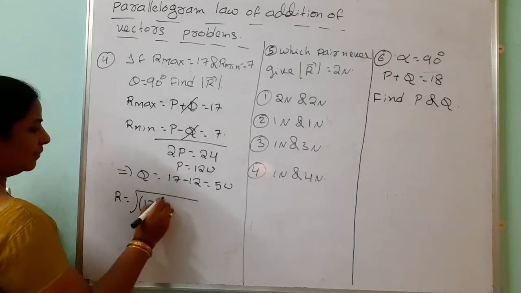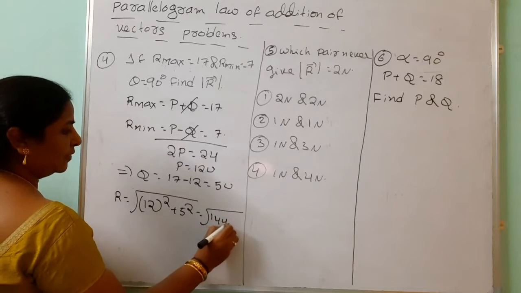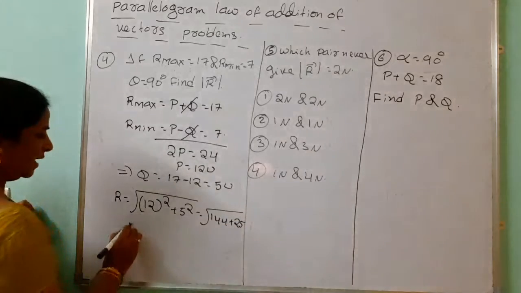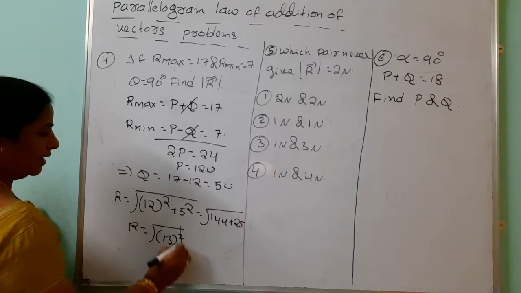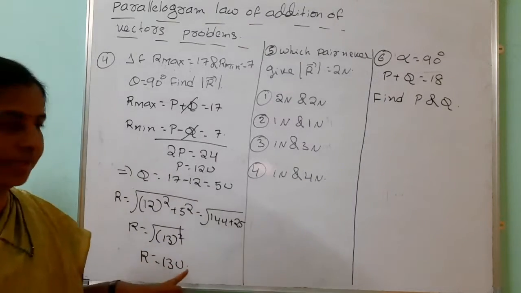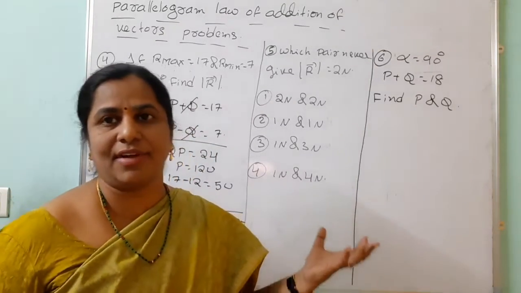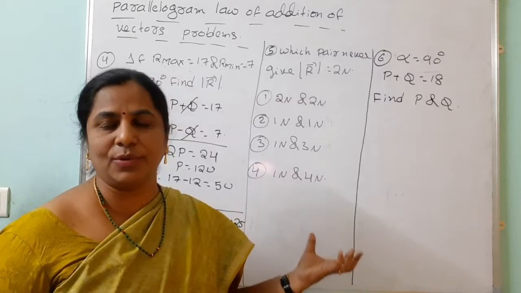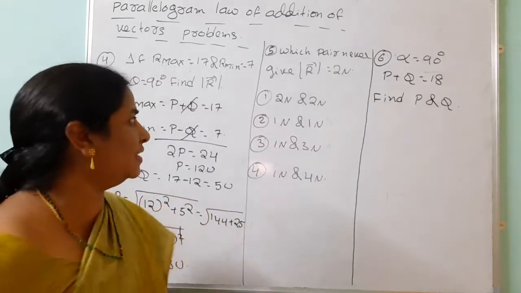So under root 12 square plus 5 square, that is under root 144 plus 25, R equals 169, which we write as 13 square. After simplification, R equals how many units? 13 units. Very simple problem. You know the maximum and minimum, easily we can find out P and Q. Then we know the angle, and from that you can get the magnitude of this resultant.